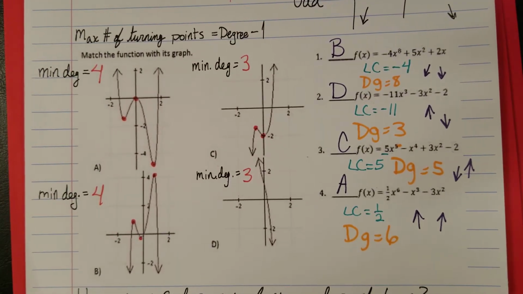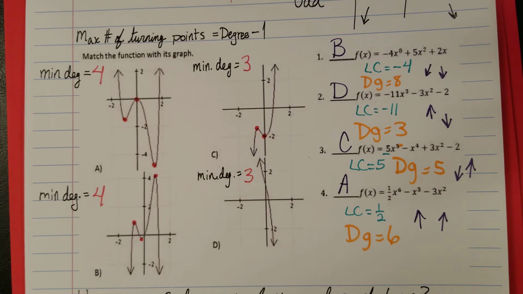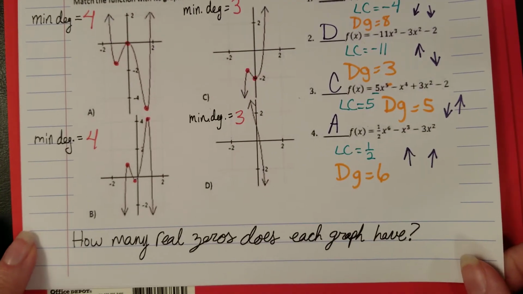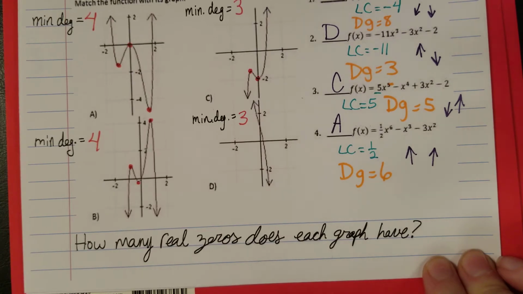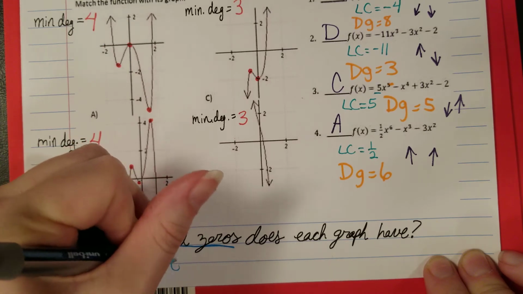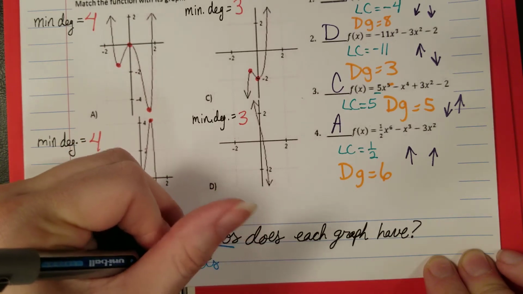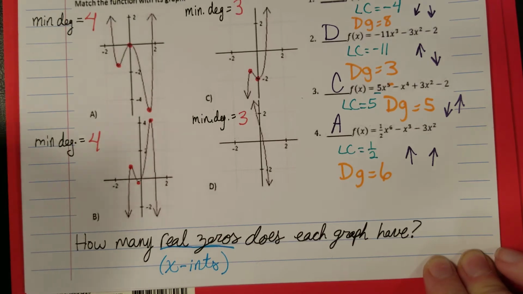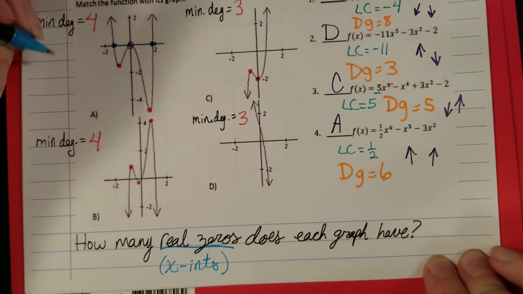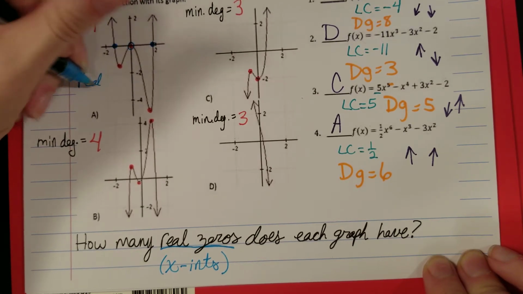All right. So this is, like I said, all just helping us to be able to draw graphs and maybe do some matching with graphs on functions. And then this question, how many real zeros does each graph have? So real zeros is basically another word for x-intercepts. So we're just going to count the x-intercepts of each graph. Okay, so graph A has 3 x-intercepts. So in other words, it has 3 real zeros.